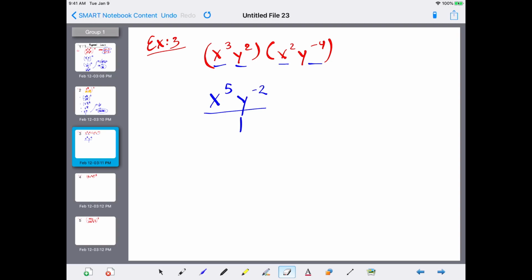We want to move the term that has a negative exponent to the denominator, which will change the exponent and make it positive. So this expression will then become x to the exponent 5 over y squared. And that's our final answer. Again, you're only moving the part of the expression that has a negative exponent to make it positive.